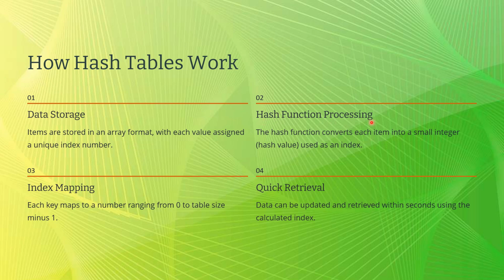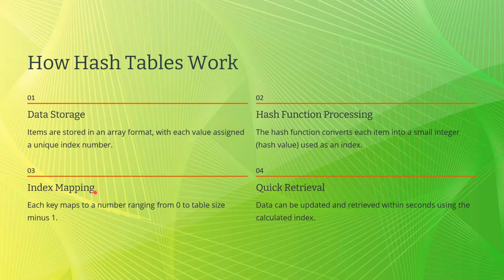Next, hash function processing. The hash function converts each item into small integer value. That is hash value used as an index. Here we use some formula to find the hash value.